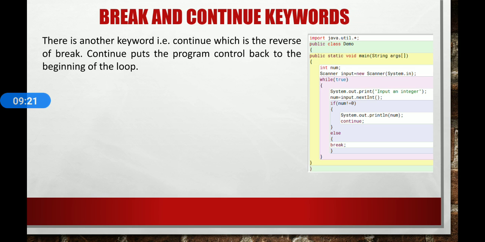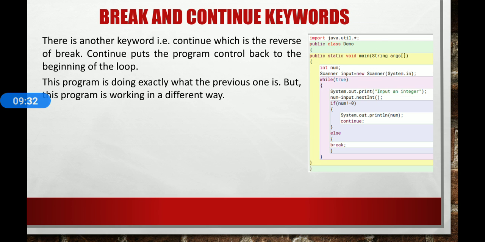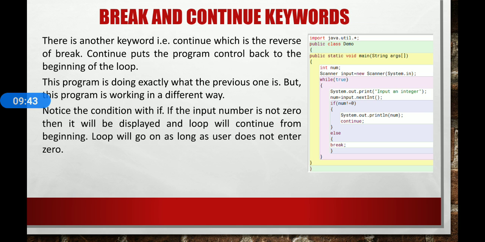There is another keyword, continue, which is the reverse of break. Continue puts the program control back to the beginning of the loop. Let's see the example. This program does exactly what the previous one does, but it works in a different way. Notice the condition: if the input number is not 0, then it will display it and the loop will continue from the beginning. The loop will go on as long as the user does not enter 0. For 0, else will execute and the loop will be terminated.